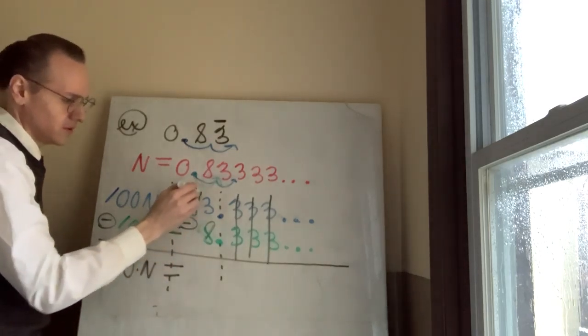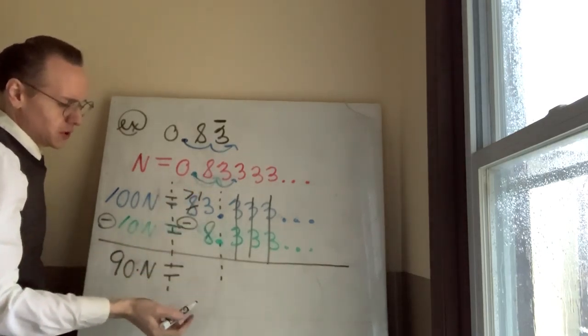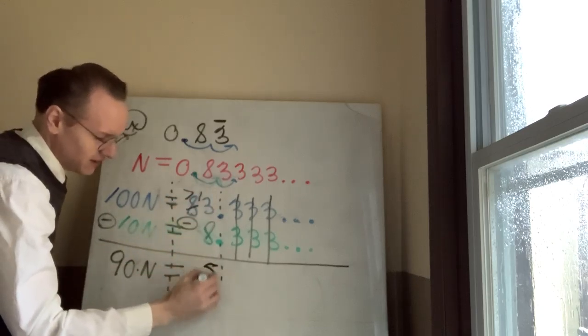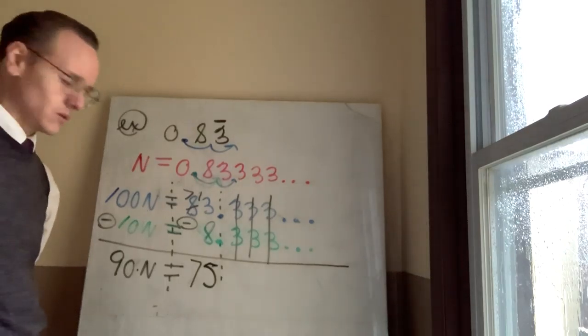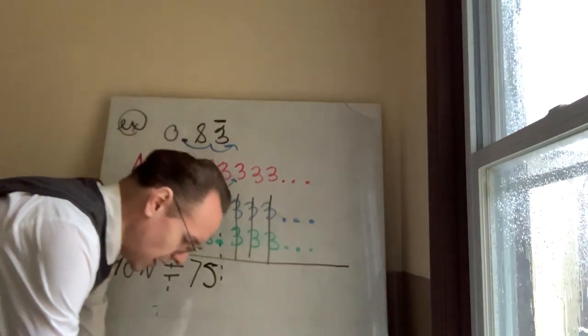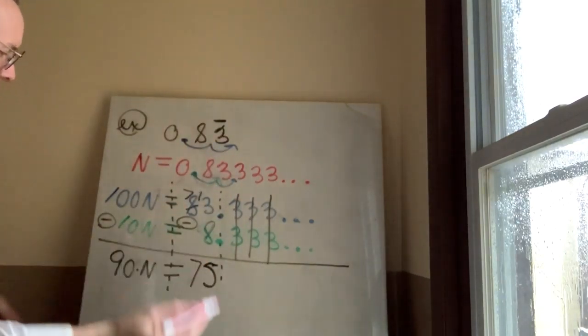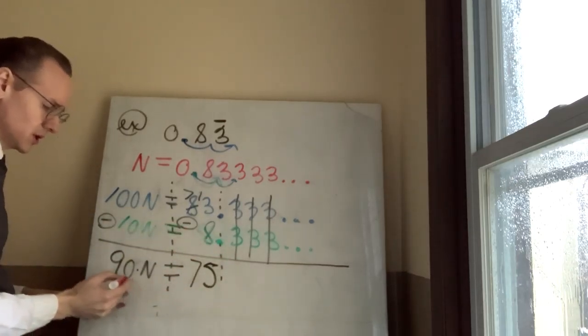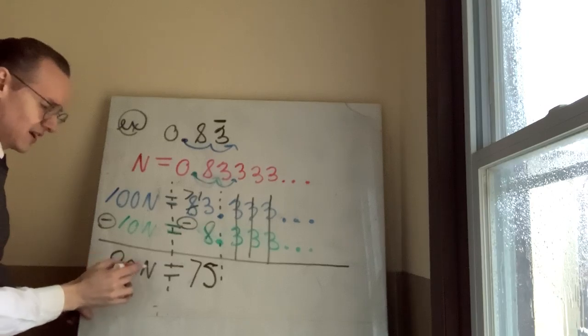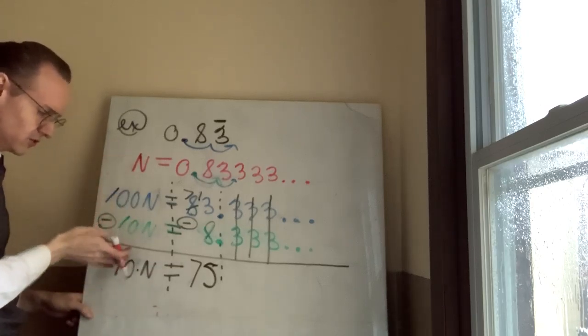Well, here's my subtraction. 13 minus 8 is 5. And then you drag down the 7, 75. Okay. Now we do our algebra. If I'm going to solve this teeny tiny one step algebraic equation, it is understood it is 90 times n from the difference.